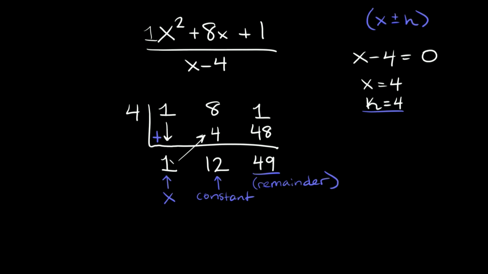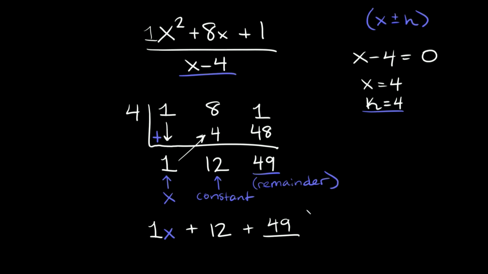Okay, so here our answer is going to be 1x, so we're going to write it as 1x, and then we're going to have just this constant, a positive 12. So we're going to write plus 12, and then this is our remainder, 49, and it's positive. So plus 49, but for our remainder, it's always a fraction. So what goes in the denominator? Well, it's whatever your original denominator was over here, or whatever you're dividing by.